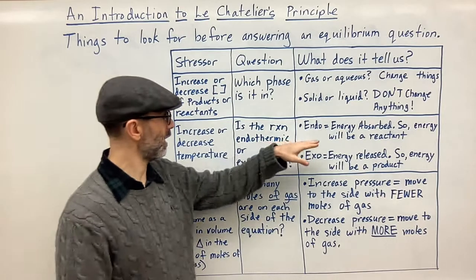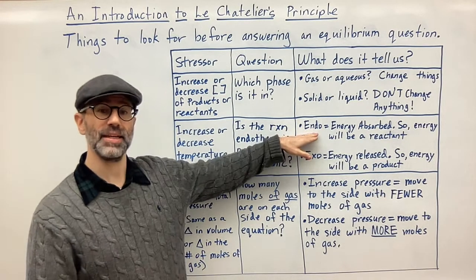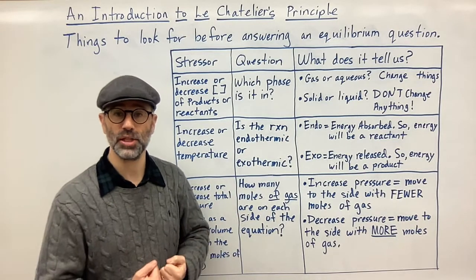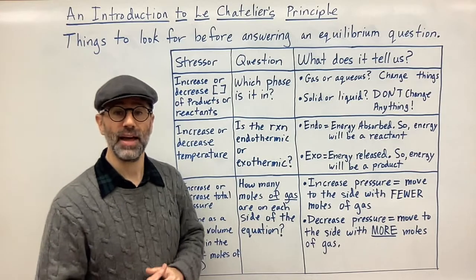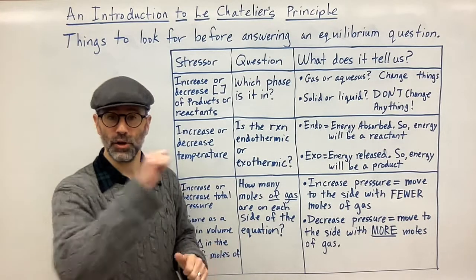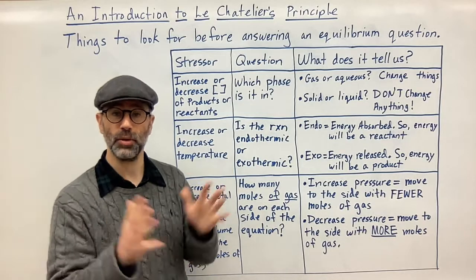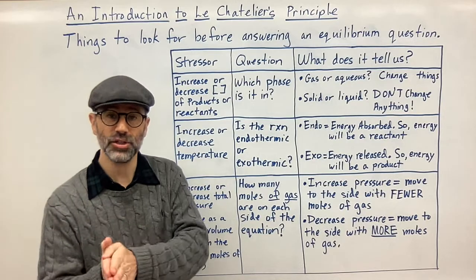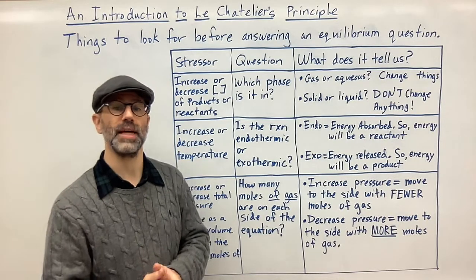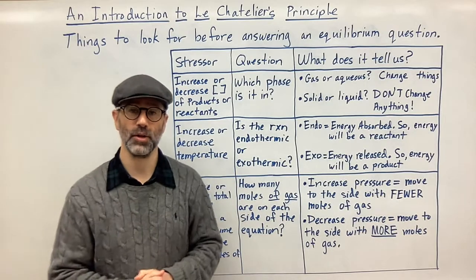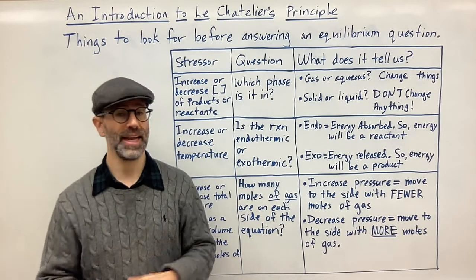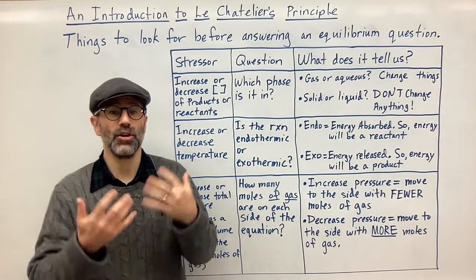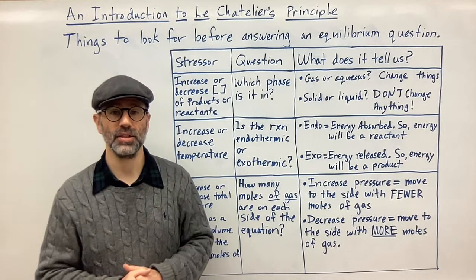So keep in mind that if it's endothermic, that means that energy is being absorbed. It's being taken into the system. So when you write out your equilibrium equation for this reaction, the energy or heat that's being absorbed is going to be on the reactant side of your equation. So in that case, you can treat it like a reactant, and you can treat your temperature change as if that's what you're adding or subtracting from the system, right?